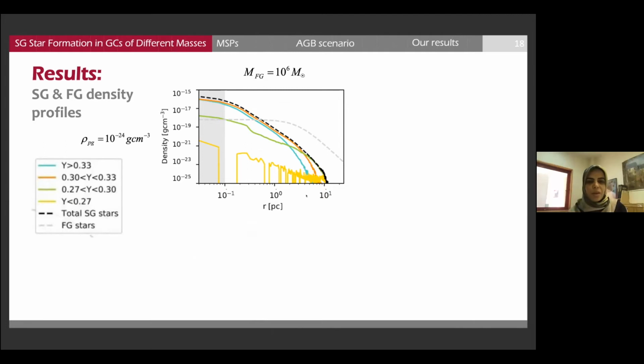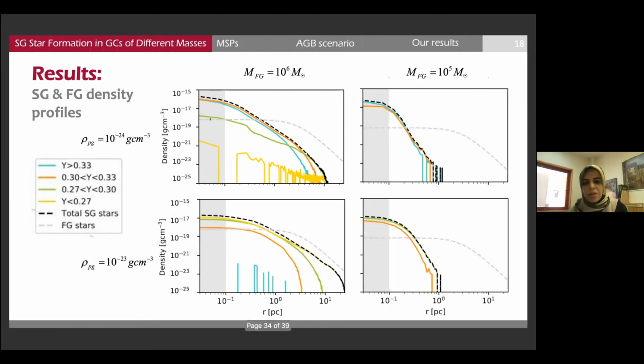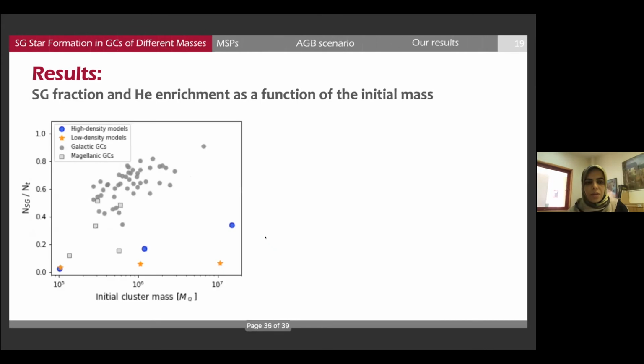And here you can compare the second generation and first generation density profiles. It seems that second generation stars are more concentrated toward the center, and we can see the same result in the other simulation, which is in good agreement with observation. And here we can compare our results. We can examine the positive correlation between second generation fraction and cluster mass.